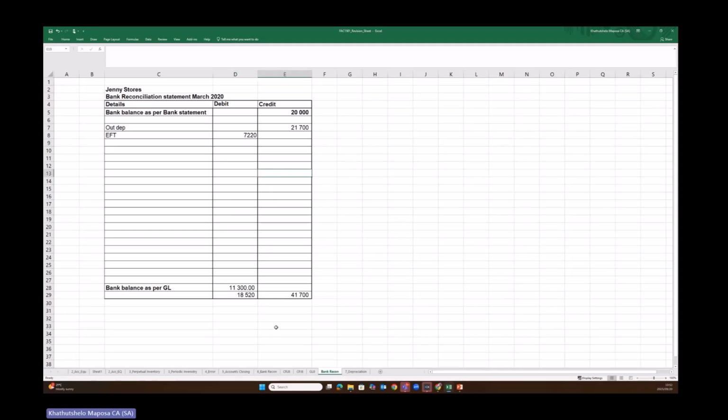And remember, at the end, if you have done everything properly and correctly in and between, the debit side of the bank reconciliation statement must equal the credit side of the bank reconciliation statement. I will pause here on the bank recon. Is there anyone who has a question on bank reconciliation statement before we proceed?